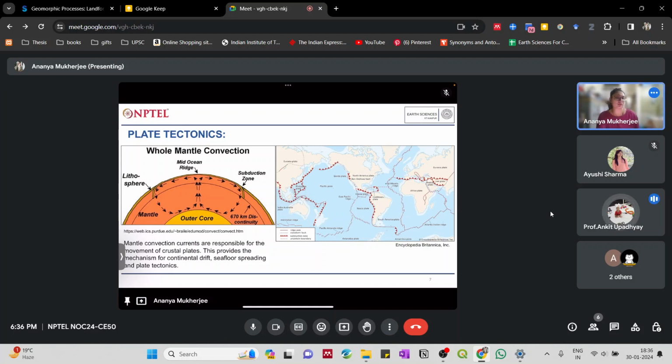Excuse me, ma'am. Yes, ma'am, I have a question. Yes, sure. We know that the asthenosphere is partially melted. Why is only a small portion of the mantle melted? Why not to some more extent?